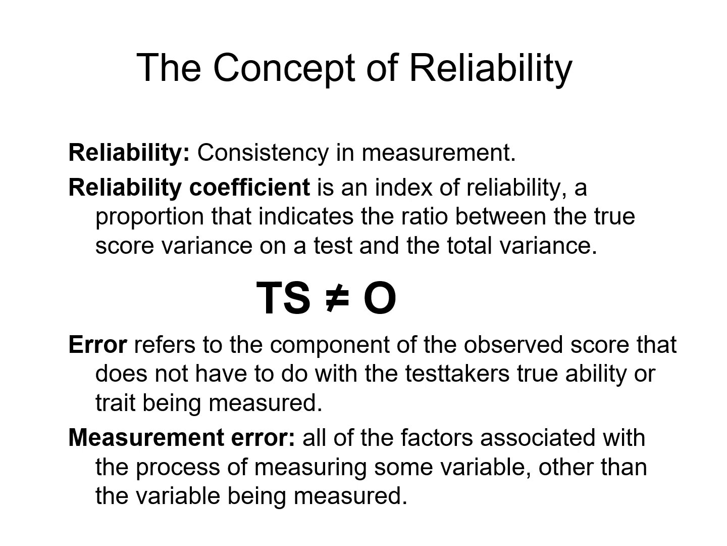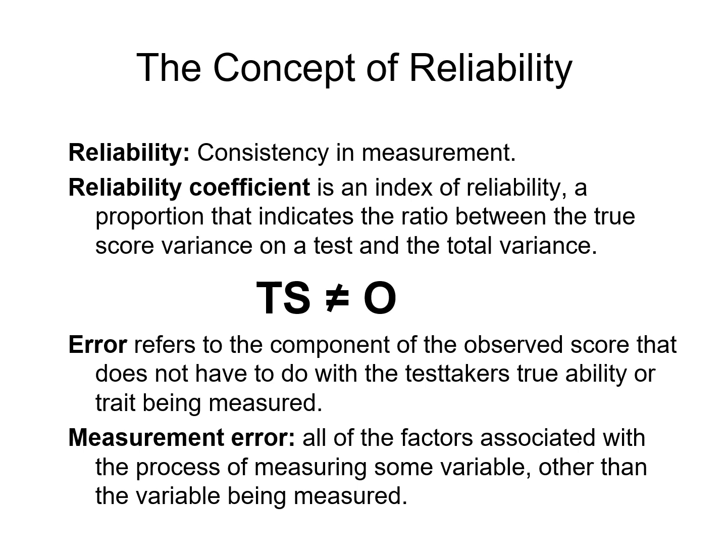Again, reliability is consistency in measurement, and the reliability coefficient is an index of reliability, a proportion that indicates the ratio between the true score variance on the test and total variance. True score is never going to necessarily equal observation, because observation is always going to have some error in it. When we're looking at reliability, it's one of the two ways we're trying to determine how much error there is. There can be error in validity, meaning it's not a good, not a truthful measure. There can also be error in reliability.